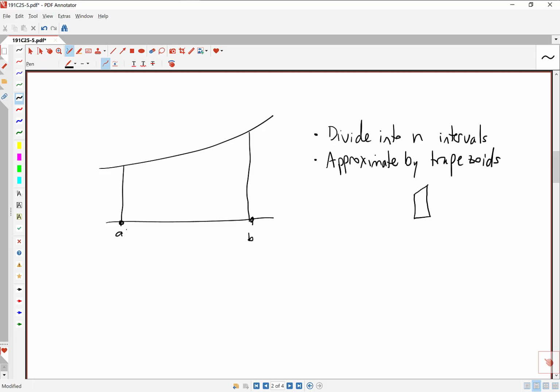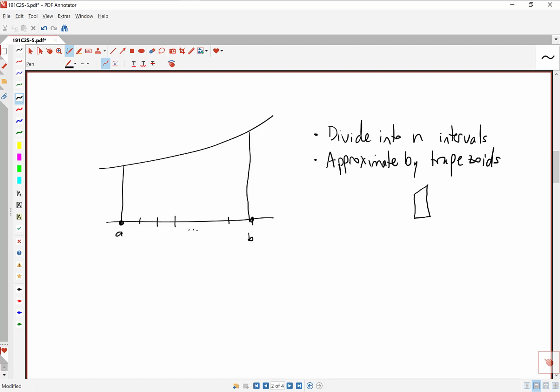All right, so let's look at this section of the x-axis. We're just going to divide this into n intervals. We'll go through some examples in a few minutes. N could be something like 4 or 5, depending on the problem. So just imagine dividing that up into n intervals.